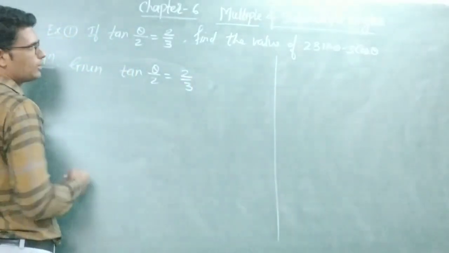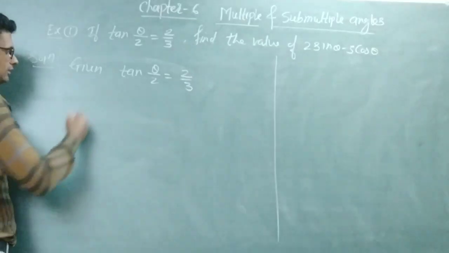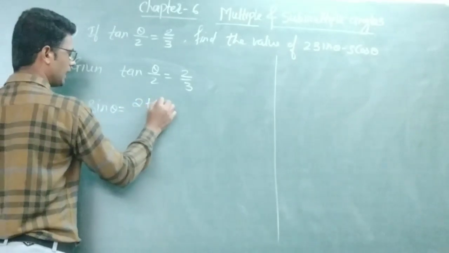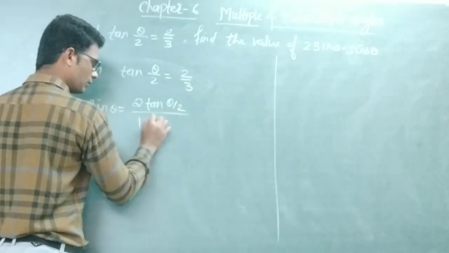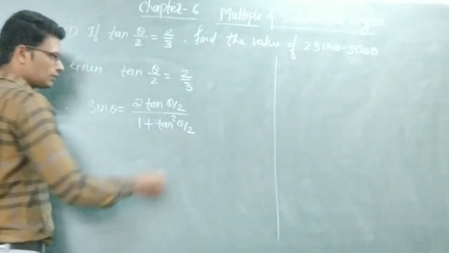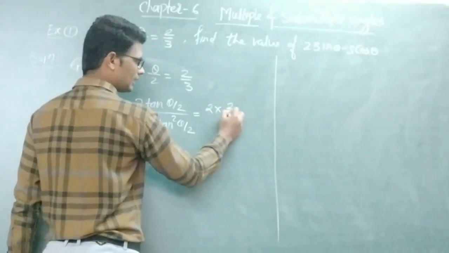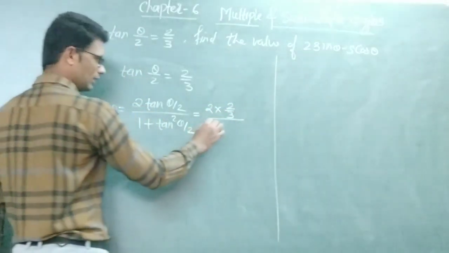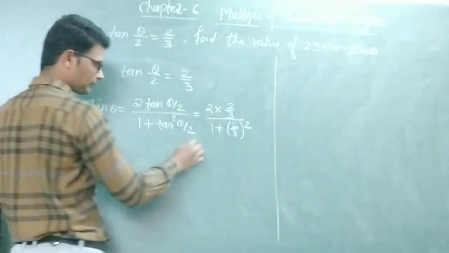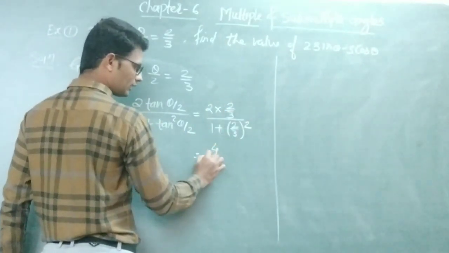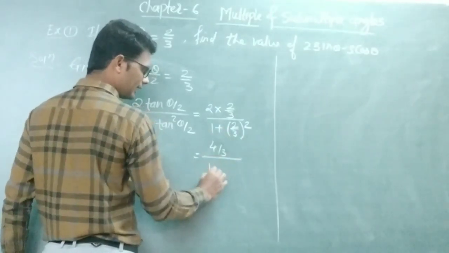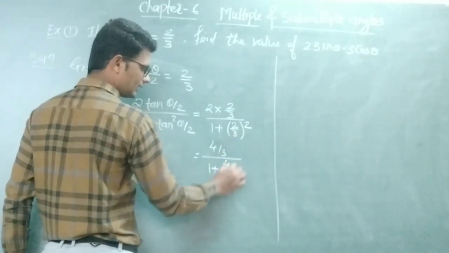We have to find out what is 2 sin theta minus 3 cos theta. So first we will calculate sin theta. Sin theta is 2 tan theta by 2 divided by 1 plus tan square theta by 2. This is the formula, so replace all the values. 2 into tan theta by 2 is 2 by 3, 1 plus 2 by 3 bracket square, because tan theta by 2 is 2 by 3. So this gives 2 twos are 4, 4 by 3 divided by 1 plus 2 square is 4 and 3 square is 9.